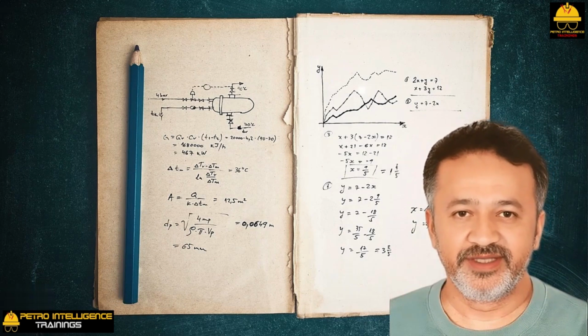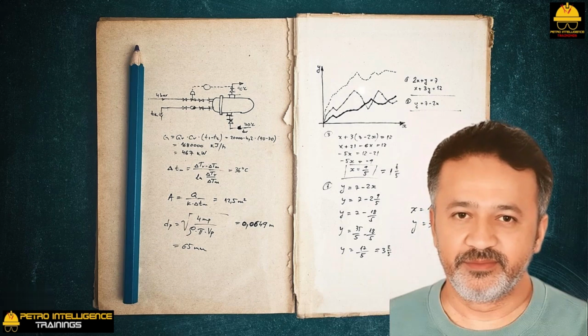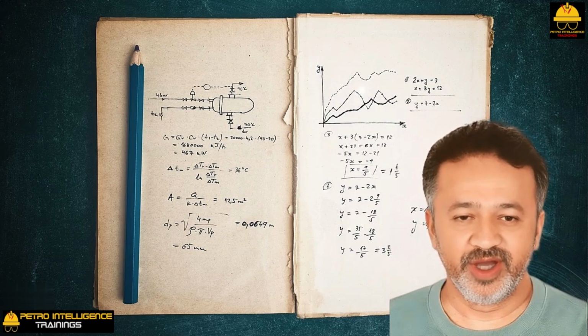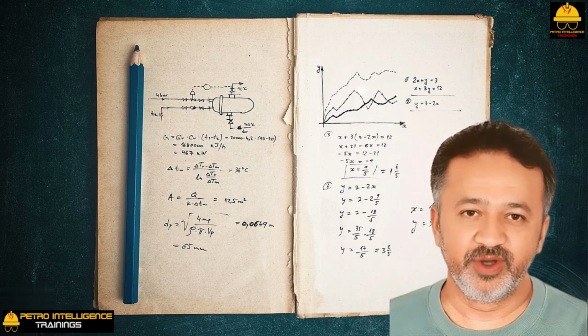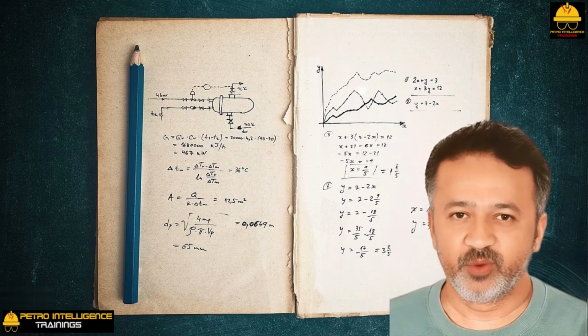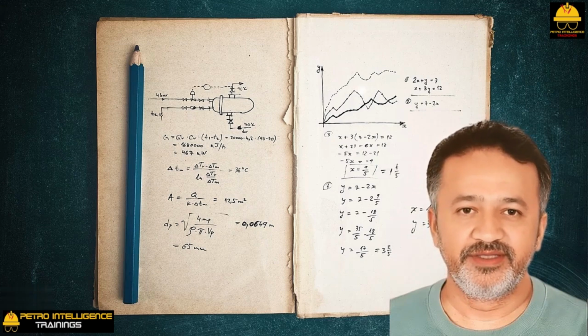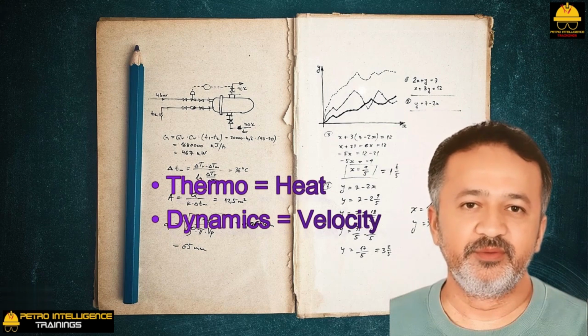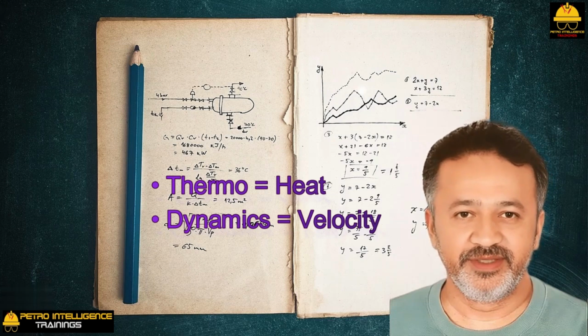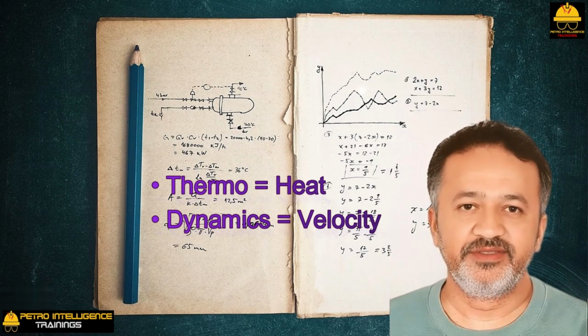I will mainly be discussing water and steam. This is the working fluid that we on planet Earth have selected to run many of our machines and generate most of our electricity. The word thermo refers to the heat content of steam. The word dynamics refers to the velocity of steam. Thermo equals heat. Dynamics equals velocity.